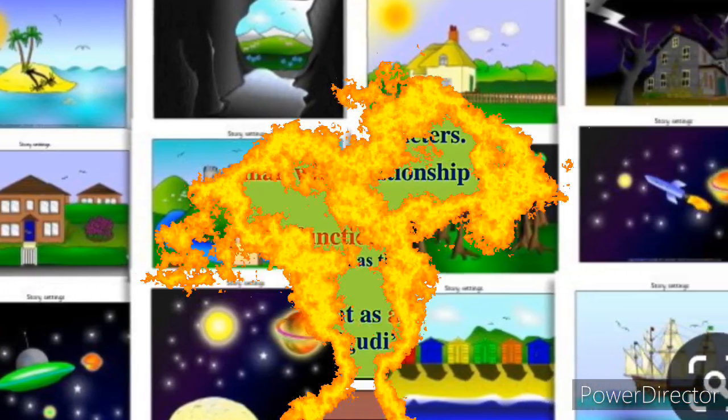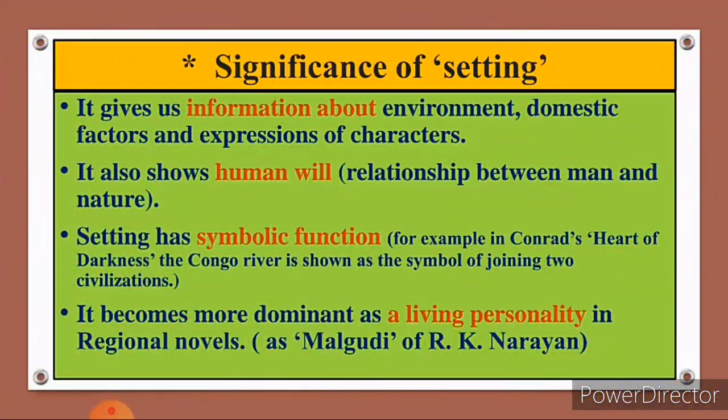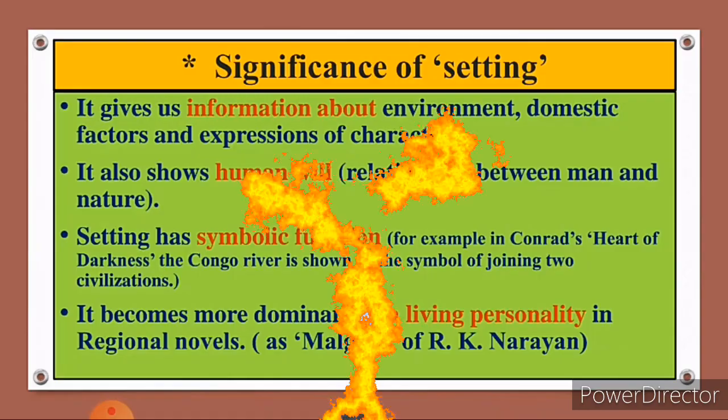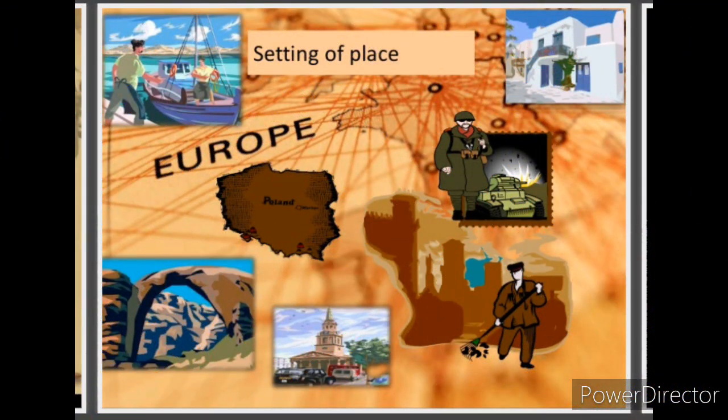To make you understand properly, in the next slide I have given that it gives us information about the environment, domestic factors and expressions of character. What is the setting? Setting gives us the understanding of the environment of that time when the characters are playing their role. If in a novel there were 2-3 characters playing the role, whether it is a rainy season, a monsoon, or a summer season, where the story has taken place.